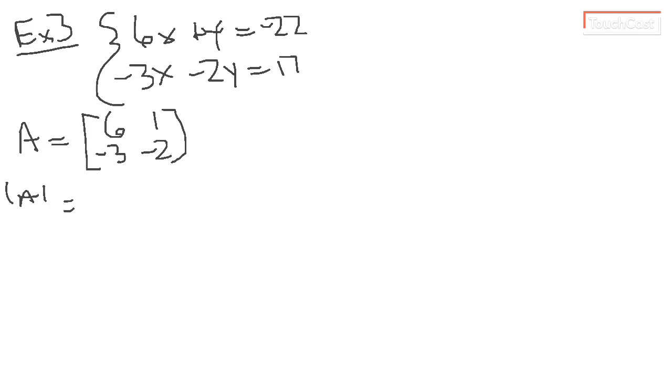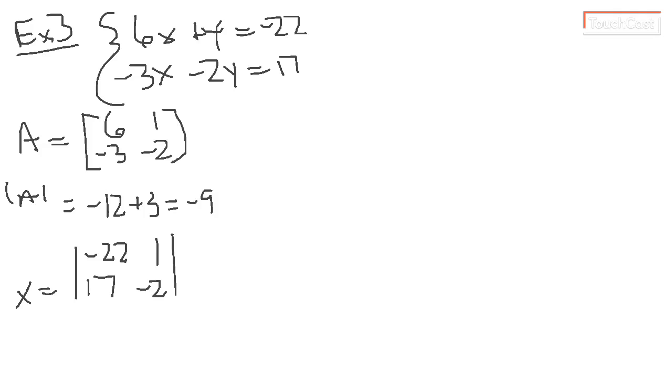So we're going to have 6 times negative 2 is negative 12, minus negative 3 times 1 is negative 3, so negative 12 plus 3. We're going to have negative 9 for that determinant. So to find our x value, we're going to take negative 22, 1, 17, negative 2, the determinant of that divided by negative 9. Negative 22 times negative 2 is 44, minus 1 times 17 is 17, divided by negative 9.